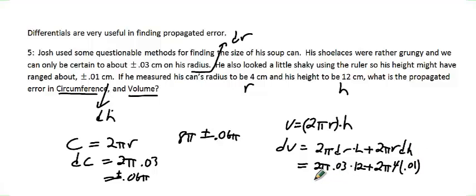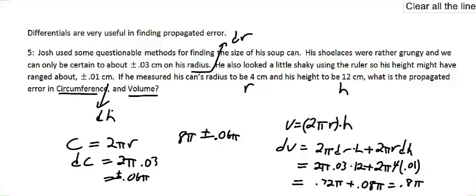And then from here, we just have to work through this. So we can do it if we want to. It's 0.06 times 12 pi, so I think that's 0.72 pi, plus 8 times 0.01, 0.08 pi. So I believe, unless I multiplied wrong in my head, that should be about 0.8 pi. That would be our error bound for our volume.